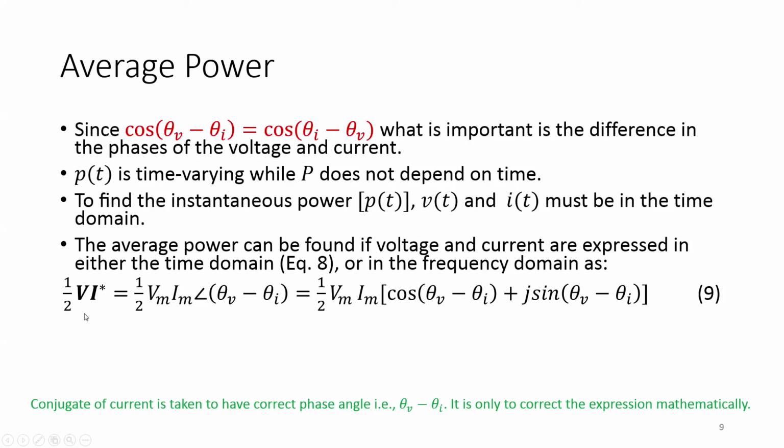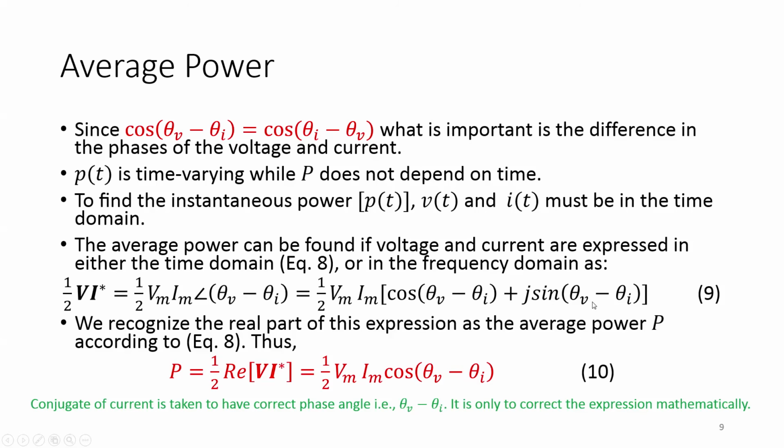So, if we see like this, half of V phasor times I phasor's conjugate, putting the values, what we get is half of Vm Im at angle theta v minus theta i, and this is like this one. When we expand through Euler's identity, we get cos of theta v minus theta i plus j times sine of theta v minus theta i. And the real part of this equation number 9 is actually the average power.